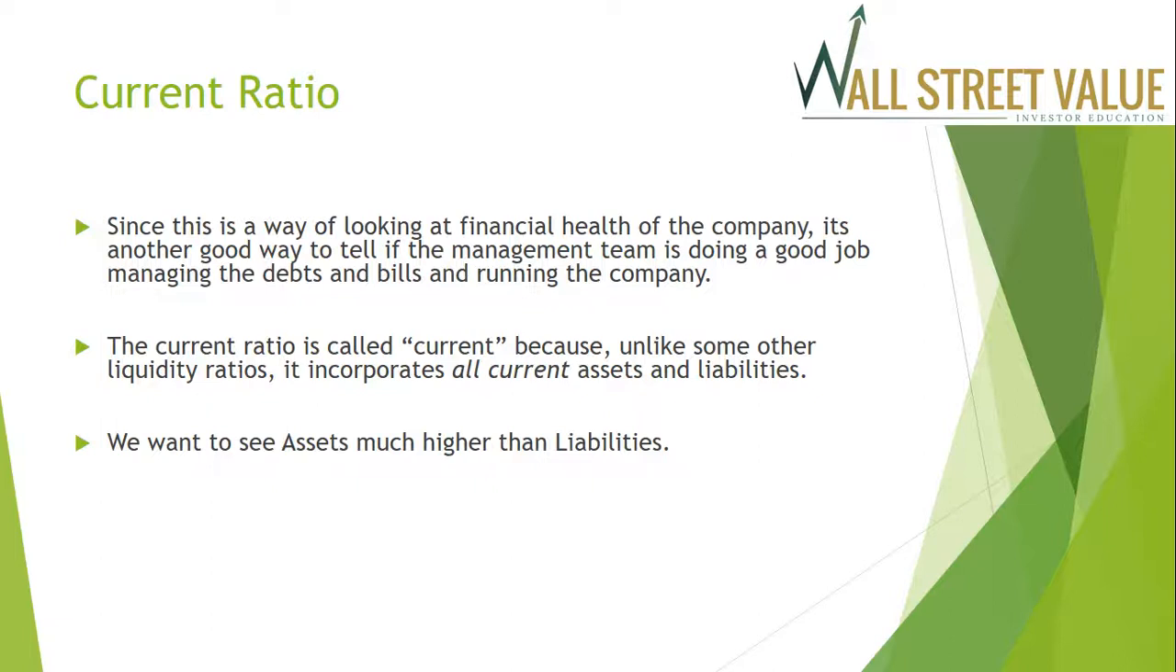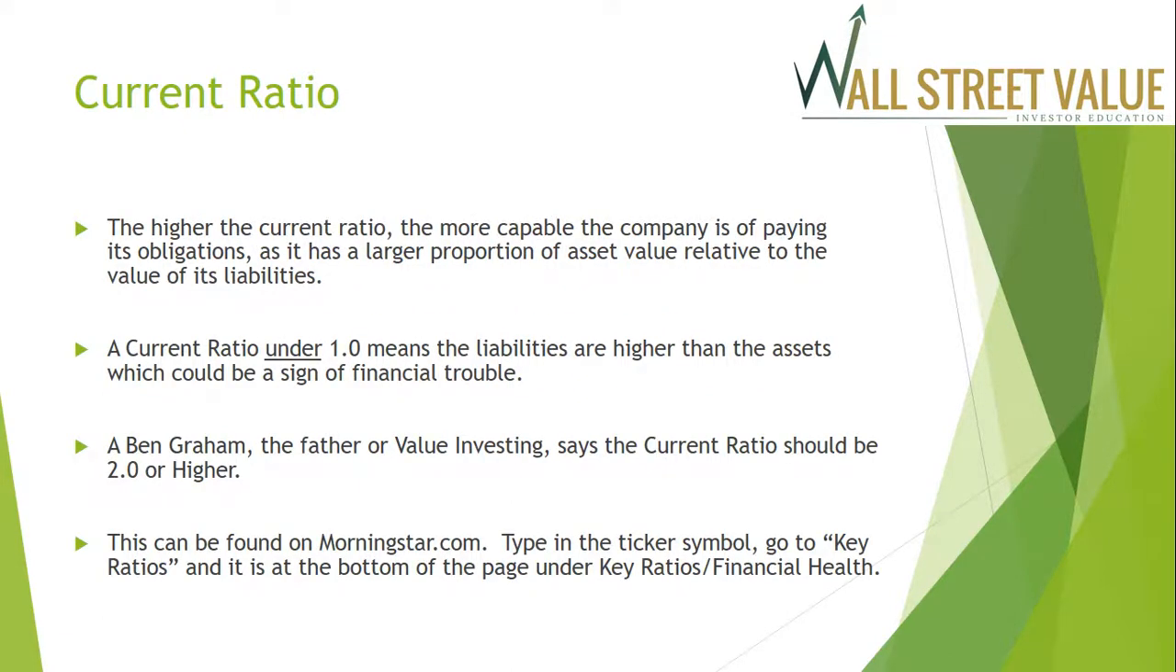The current ratio is called current because, unlike some of the other liquidity ratios, it incorporates all current assets and liabilities. We want to see assets much higher than liabilities. The higher the current ratio, the more capable the company is of paying its obligations, as it has a larger proportion of asset value relative to the value of its liabilities.